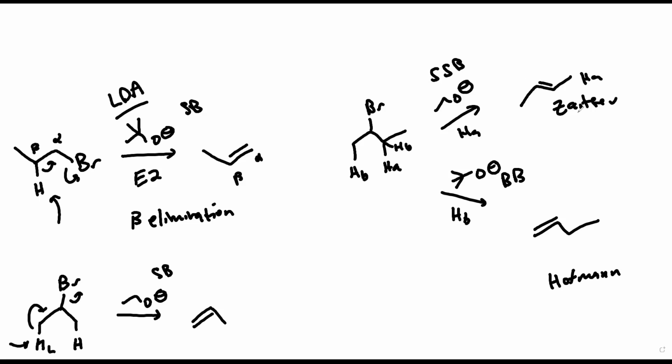HA would give us, for example, this trans alkene. HB would give us this cis alkene. Generally speaking, trans is more stable than cis. So usually in elimination reactions, we tend to get more trans product than cis product. So I wouldn't really stress too much about whether I have to write both. No, not really. Only the trans will be fine.